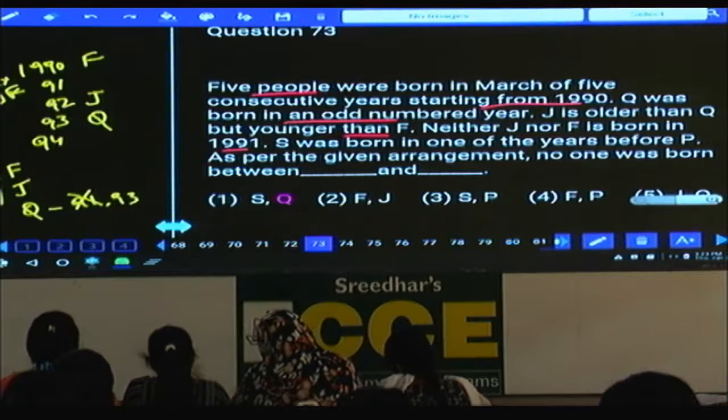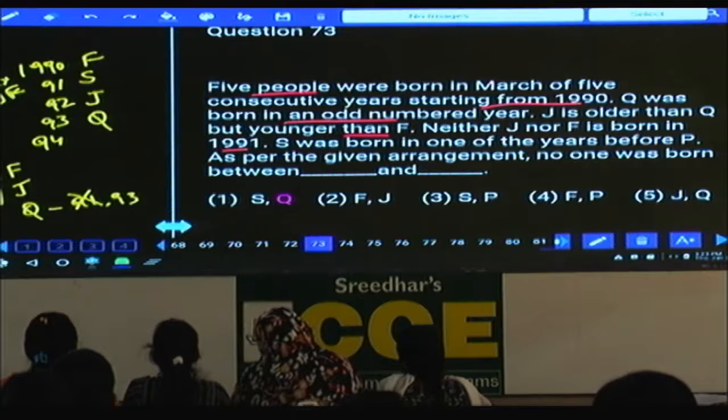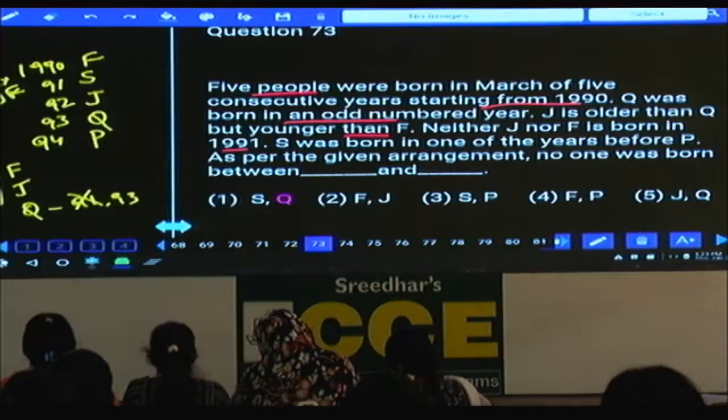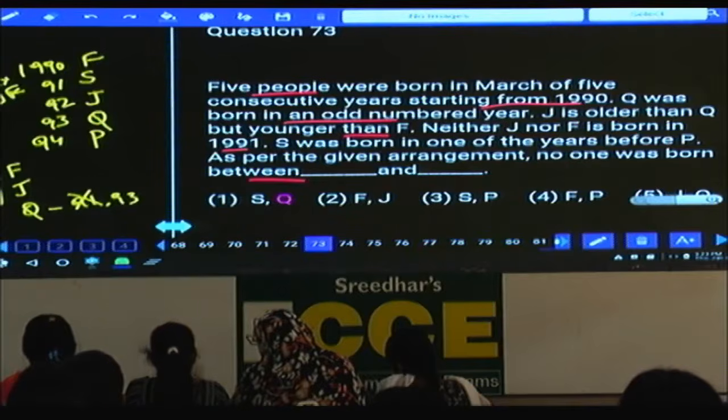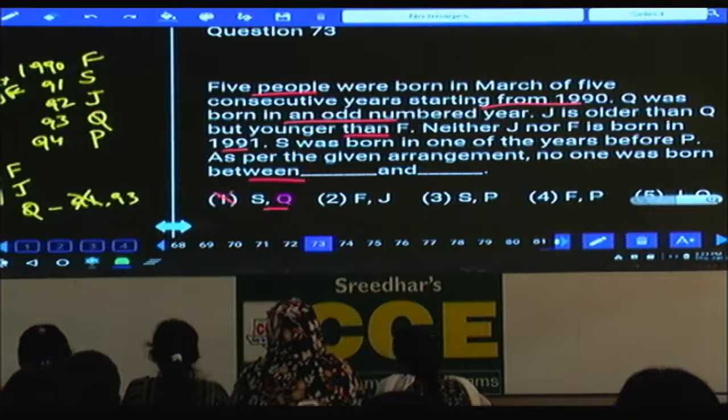Next one, neither J nor F was born in 91. S was born in one of the years before P. S was born before P. This is the information we have. As per the given arrangement, no one was born between S and Q. One person between S and Q, and this cannot be your answer.